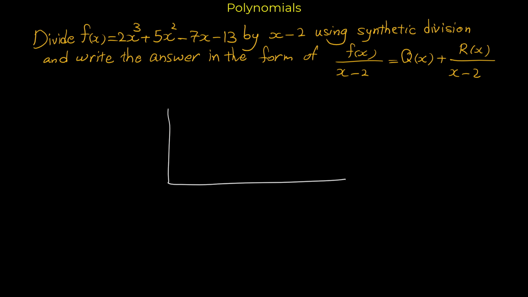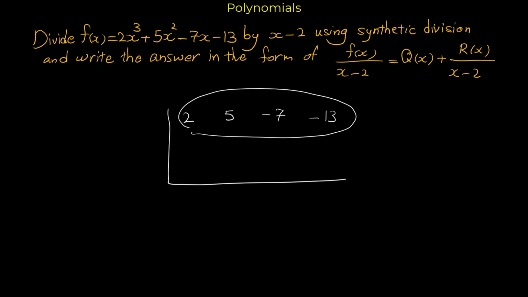So what is the first coefficient? 2. So we have to put 2 here. The next coefficient is 5. The next coefficient is -7. And at last we have -13. So this is for our dividend. From the dividend, just copy the coefficients and put them always here.